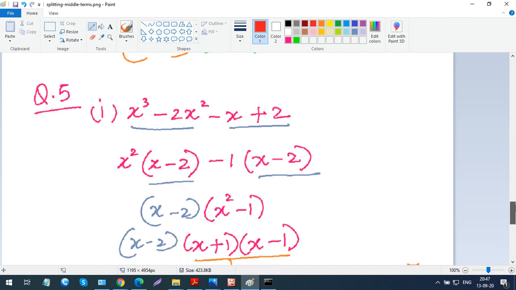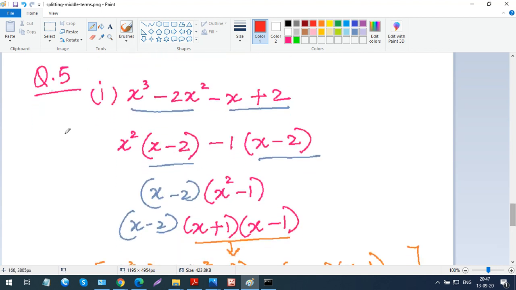Now come to question number 5, fifth main, first question. So there are 4 terms already. Okay, so what we are going to do is, see here, already it's been given as 4 terms, so you group it into 2 terms. Okay, x cube minus 2x square as one term, x and 2 as one term.